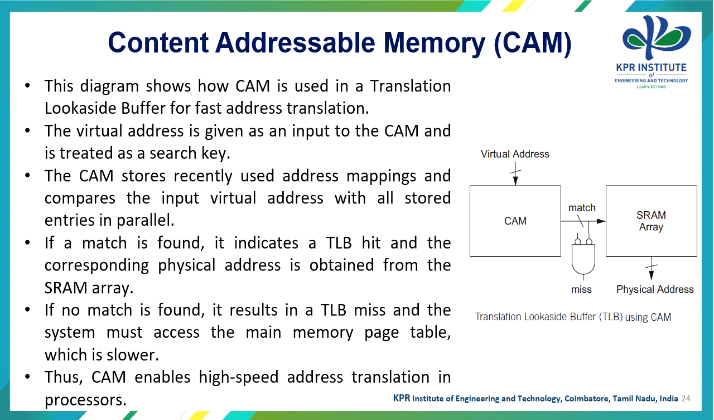The diagram shows how CAM is used as a translation lookaside buffer for fast address translation. The virtual address is given as the input to the CAM and it is treated as a search key. The CAM stores recently used address mappings and compares the input virtual address with all the stored entries in parallel. If a match is found, it indicates a TLB hit and the corresponding physical address is obtained from the SRAM array. If no match is found, this results in a TLB miss and the system must access the main memory page table, which takes a long time and is slower. Thus, CAM enables high-speed address translation in the processor.